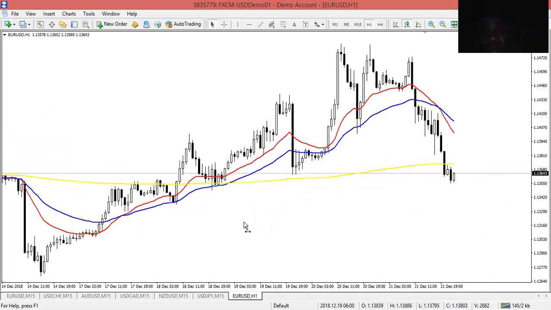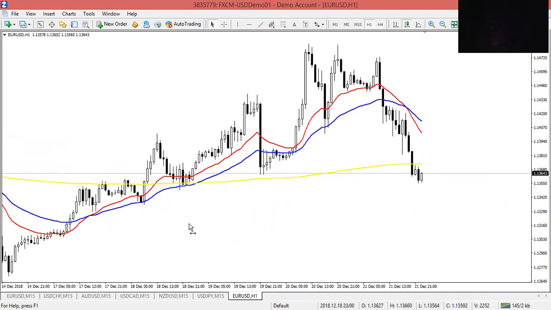Okay, now let me quickly iron this out. Like I said, what I'm looking for is a cross down. You can see these two have crossed this yellow up. So I'm waiting for this red to cross this blue down here. Then I don't want this red to cross this yellow again. I only want it to cross this blue down and come and cross the blue upwards again.